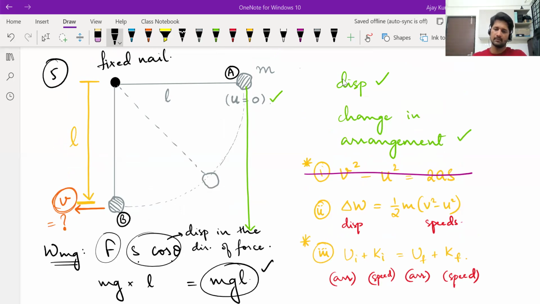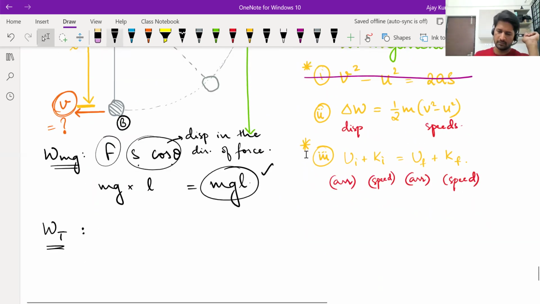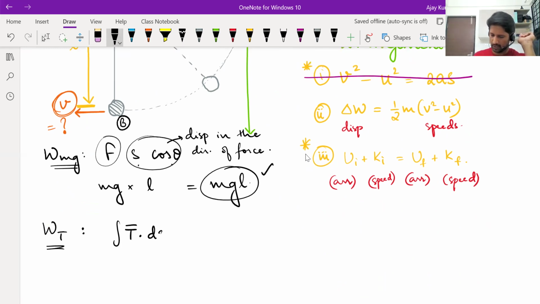Zero, sir. Good. Why is it 0? Sir, tension is perpendicular to the velocity always. Okay. See, we know tension is a variable force in this case. Listen to this carefully, all of you. These situations are quite common. We know tension is a variable force. And work done by a variable force is calculated as the integral of that force dot small displacement.